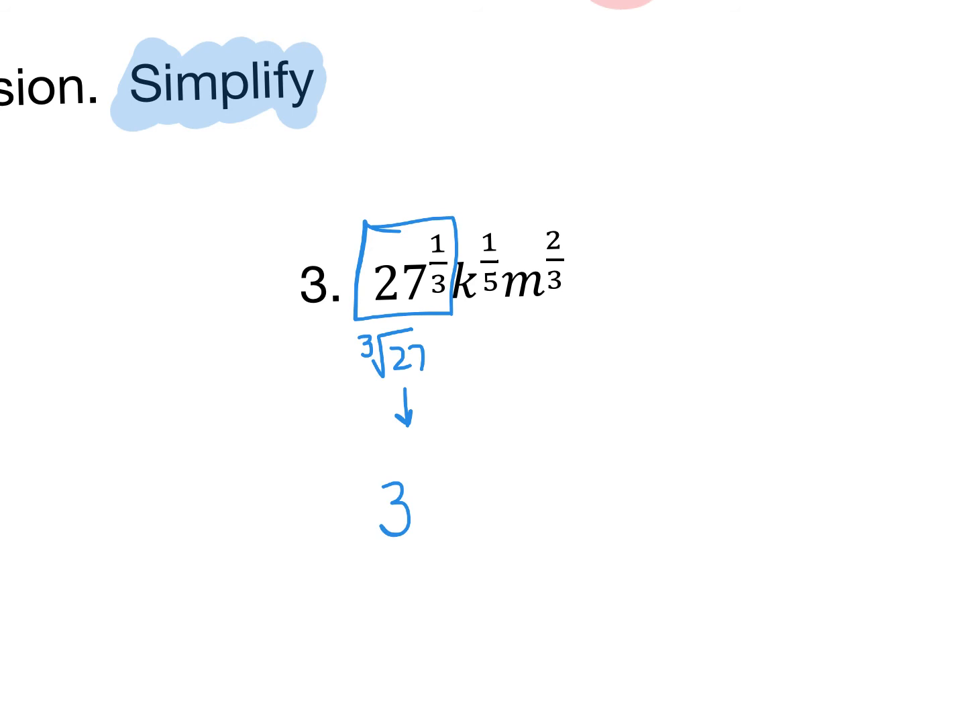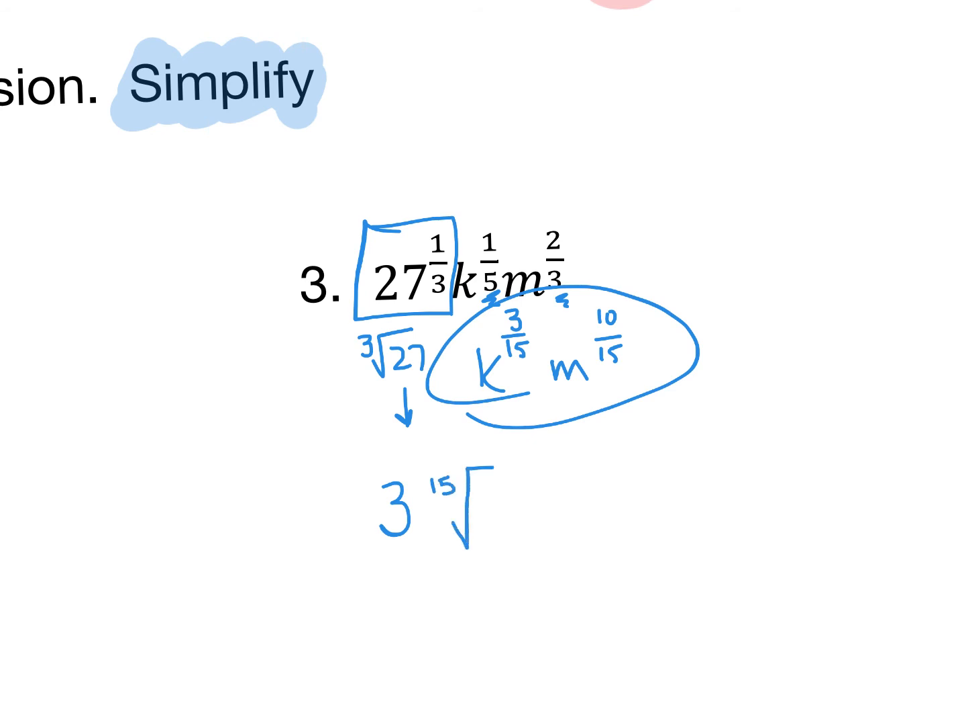Okay, now these other two, the 1/5 and the 2/3, I need to rewrite those so that I have a common denominator. In this case, it's going to be 15. So the first fraction gets multiplied by 3 top and bottom, and the second one gets multiplied by 5 top and bottom. And these two I can now put under a common radical because they have a common denominator. And I just have to make sure to bring the exponents along with them.